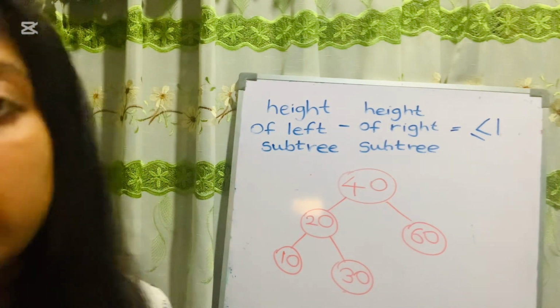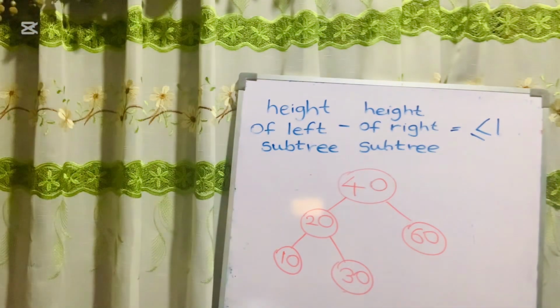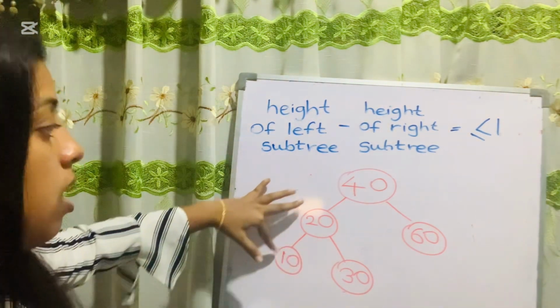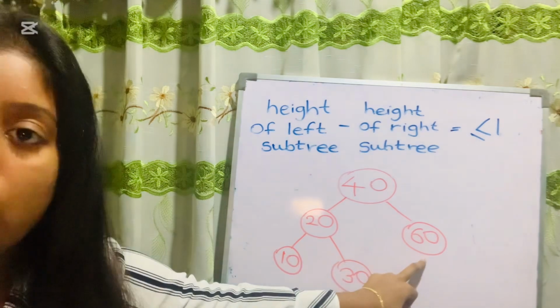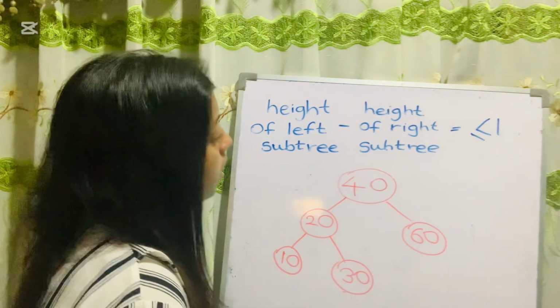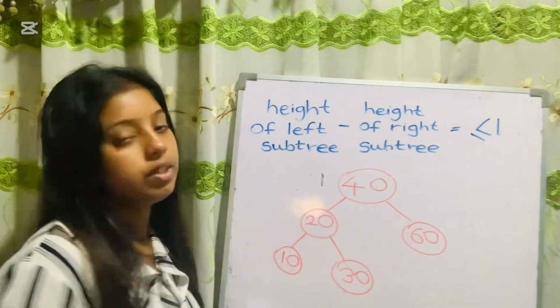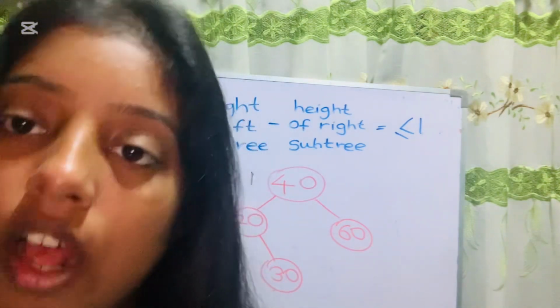This is the balance factor of root node 40. Left side subtree height is 2. Right side subtree height is 1. Then the balance factor of 40 is 1: 2 minus 1 equals 1. All leaf nodes' balance factors are 0.